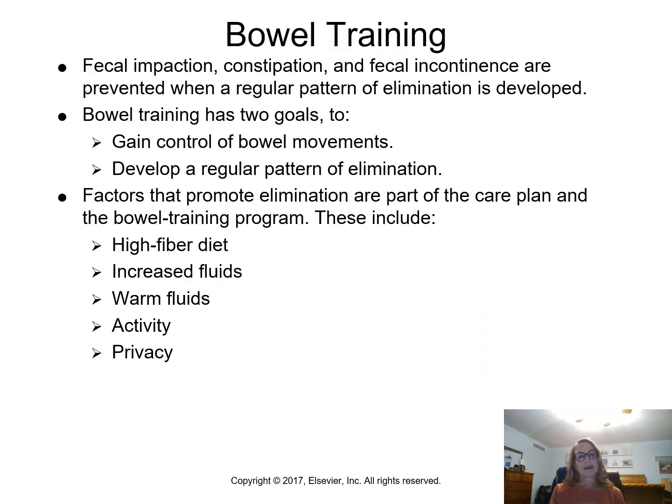Bowel training. So fecal impaction, constipation, and incontinence are prevented when there's regular bowel training. The goal is to control bowel movements and develop a regular pattern. So things that would be included in this are high fiber diets, increased fluid, warm fluids like coffee in the morning, activity, and privacy.